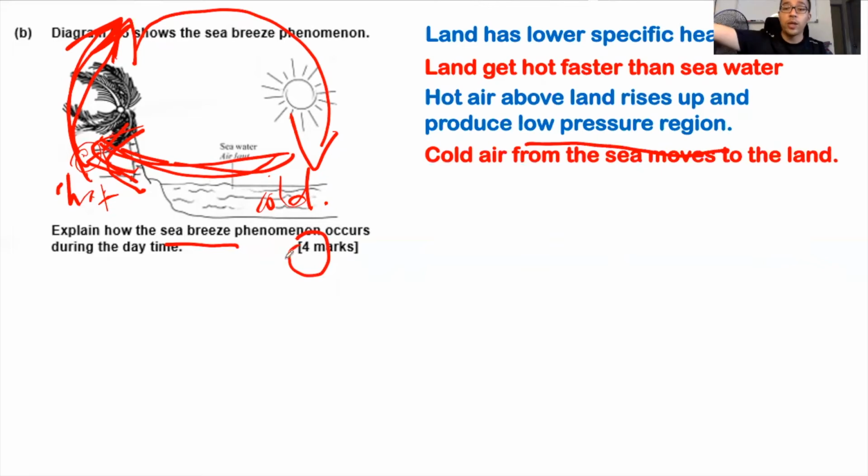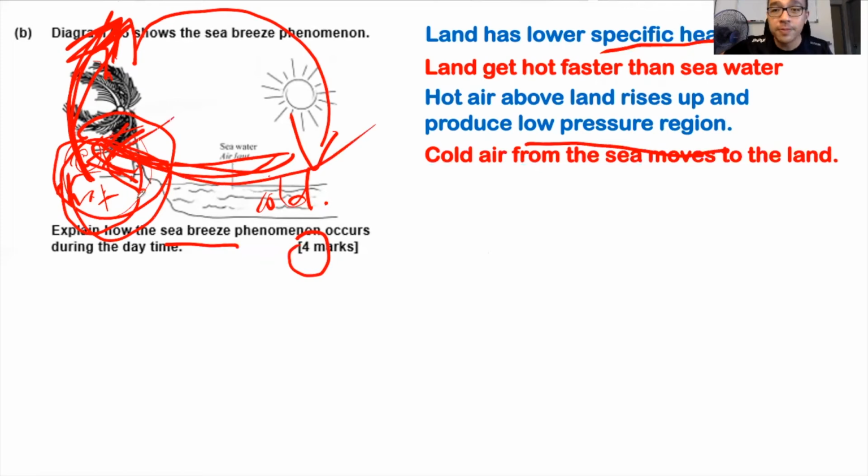How does the wind from the sea come to you? Because of specific heat capacity. Really, it's because of specific heat capacity. Land gets hotter faster, so the hot air will go up. And because the hot air goes up, there is a low pressure region over here, I'm scribbling until I don't know what already. And then the cold air will go in.